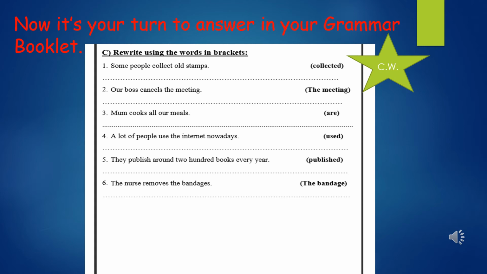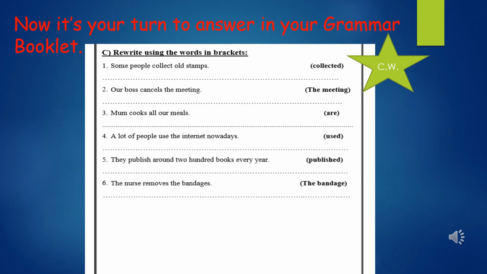Sentence number 4. A lot of people use the internet nowadays. "Used" between brackets. I know it's a long sentence, but it's very easy. You just have to indicate what is the subject and what is the object in our sentence. The subject is a lot of people. The object is the internet. Let's switch them together. So, the internet is used by a lot of people. Very easy. Now, let's move to sentence number 5.